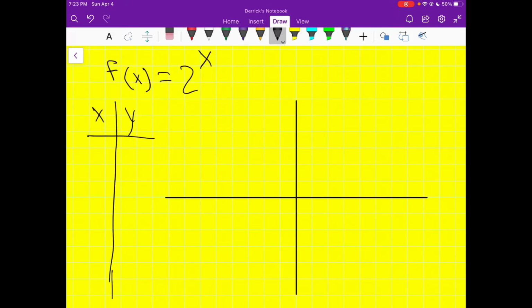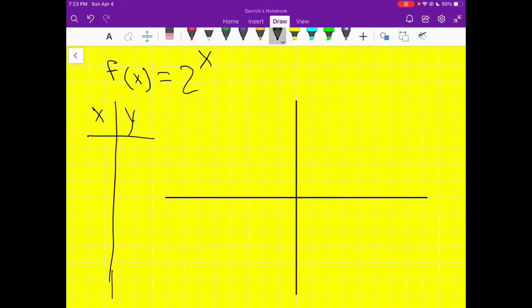Let's take a look at a reasonably simple exponential function, pretty much as simple as we could give you. F of x equals 2 to the x power. So that's about the lowest integer base that I could give you because we already said that b can't be 1. And notice that I am not giving you an a value to contend with.